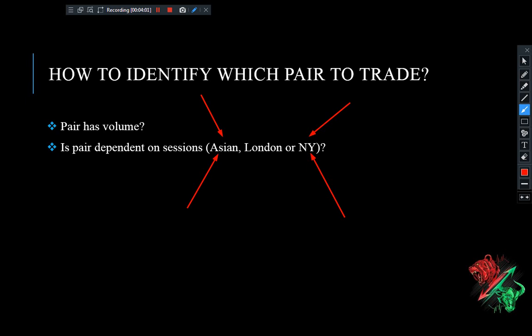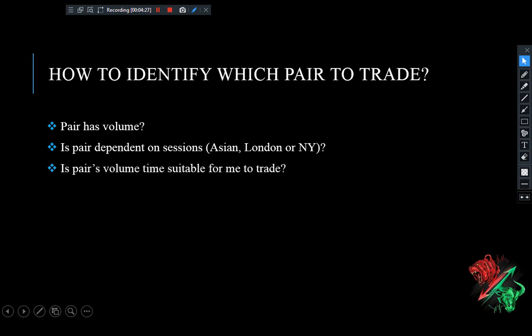So USD JPY as a whole is a good pair, because we can trade it in the Asian session, when USD is closed and the Japanese yen is open. And we can also trade it in the New York session, because in that session the Japanese yen is closed and the New York US dollar is open. This is how you can analyze which pair you can or should trade, and which is suitable for you.